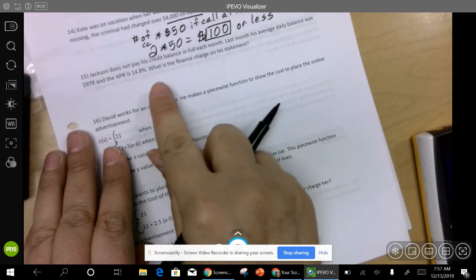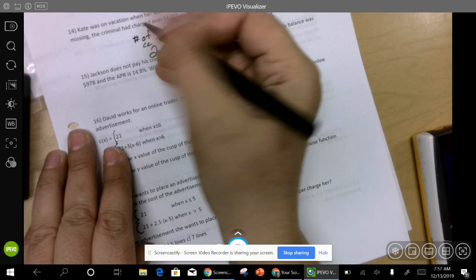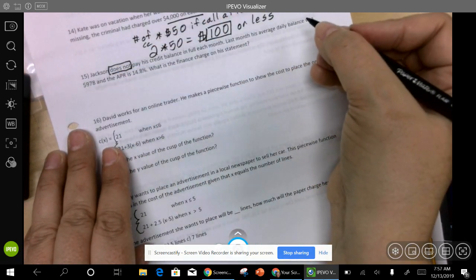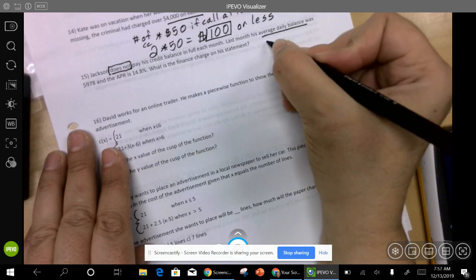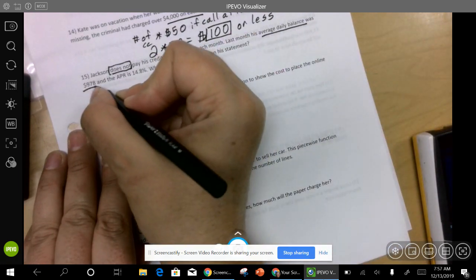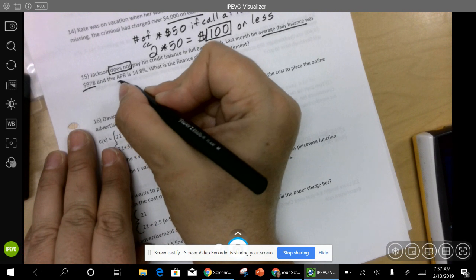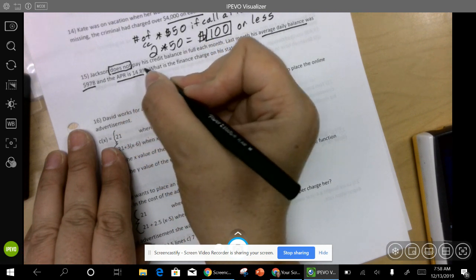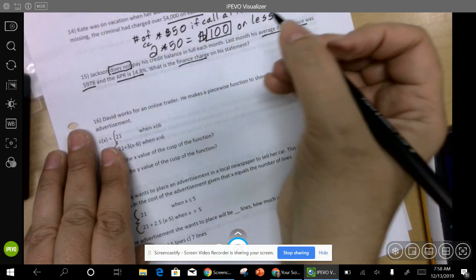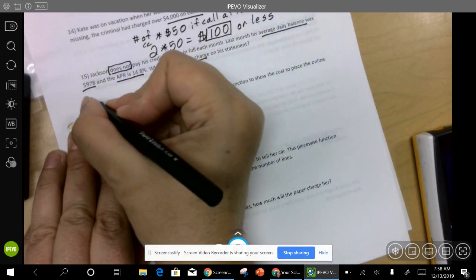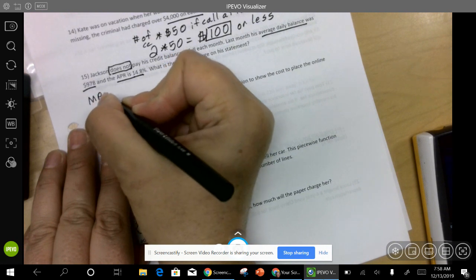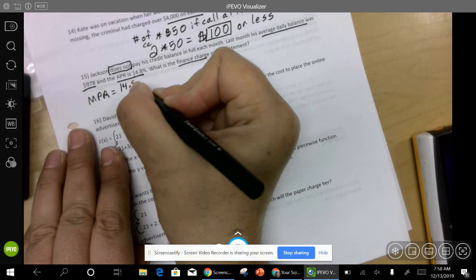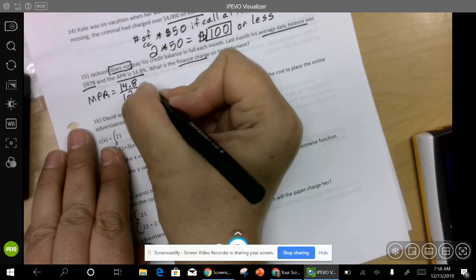Okay, Jackson does not pay his credit card balance in full. Does not. Okay. So last month, his average daily balance was $978. The annual percentage rate is 14.8%. What's the finance charge? Okay, so we're going to have to find the monthly periodic rate first. So 14.8, we're going to have to divide that by 12.